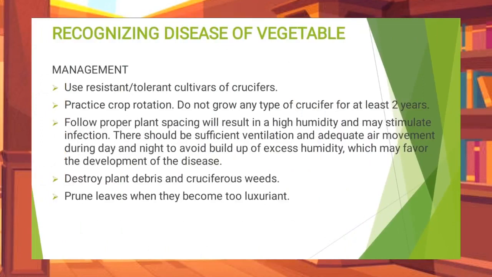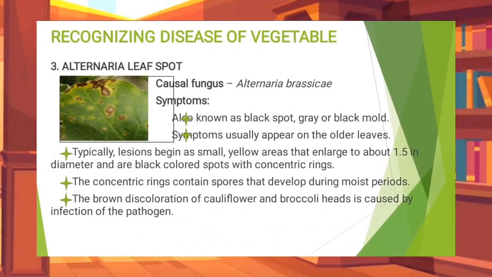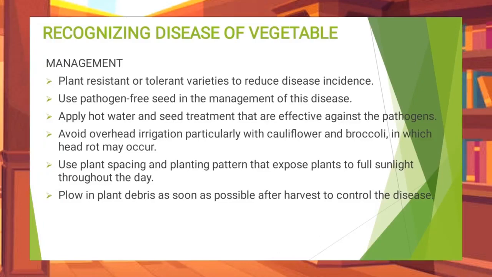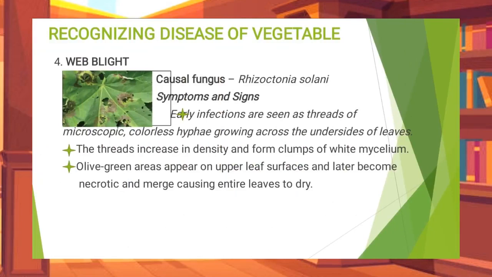So, ang management niya use resistant tolerant cultivars of crucifers and other. Okay, number 3, Alternaria leaf spot. So, causal fungus niya. So, ang symptoms is also known as black spot, gray or black mold. So, kung nakita ninyo sa example. So, management. So, plant resistant or tolerant varieties to reduce disease incidence or use pathogen-free seed in the management of the disease. So, number 4, web blight.